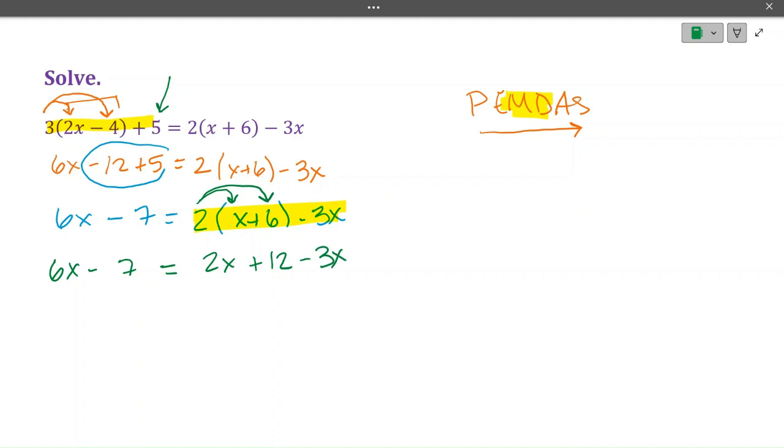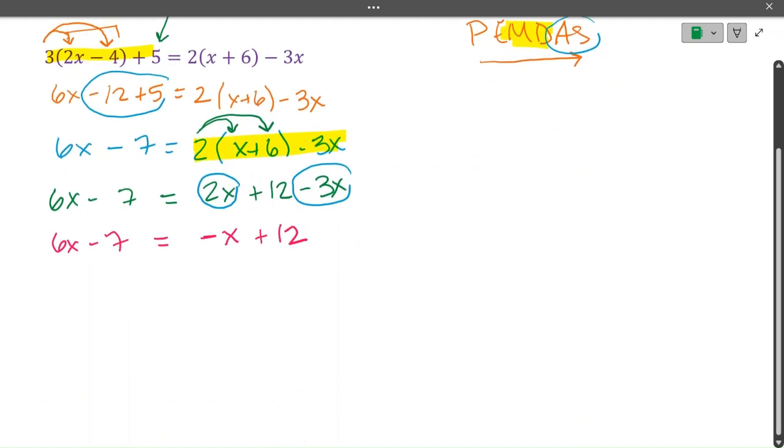And now I'm going to combine my like terms. And in case you're wondering, that's the A and the S. That stands for addition and subtraction. So in this case, my like terms are my terms that contain the x variable. So when I do that, I'm going to rewrite my whole equation. 6x minus 7 equals 2x minus 3x. That's negative 1x or negative x. You can write it either way, plus 12.